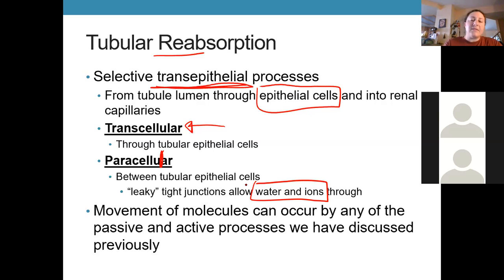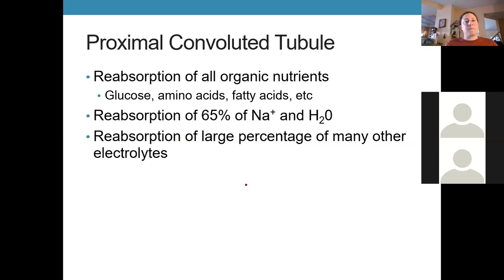Now, all of the passive and active processes that we've talked about before are going to be at play here. And you're going to see that just like in the digestive system, it's usually a combination of the two. So we'll start by looking at what happens in the proximal convoluted tubule, which is the first part of the tubule, in part because it makes sense to go in order, and in part because most of the reabsorption occurs here.